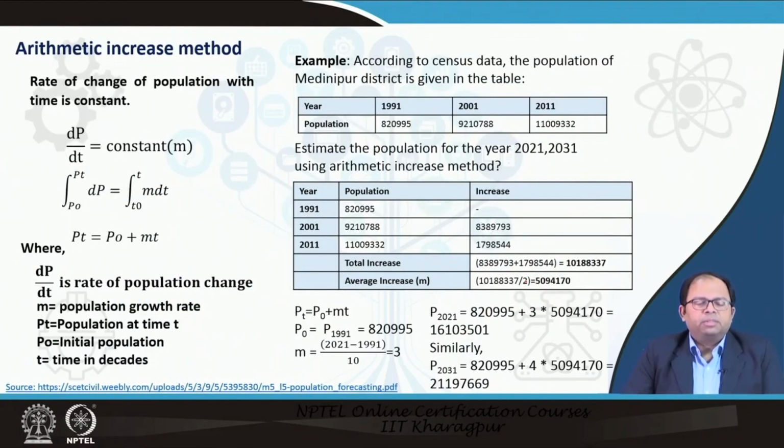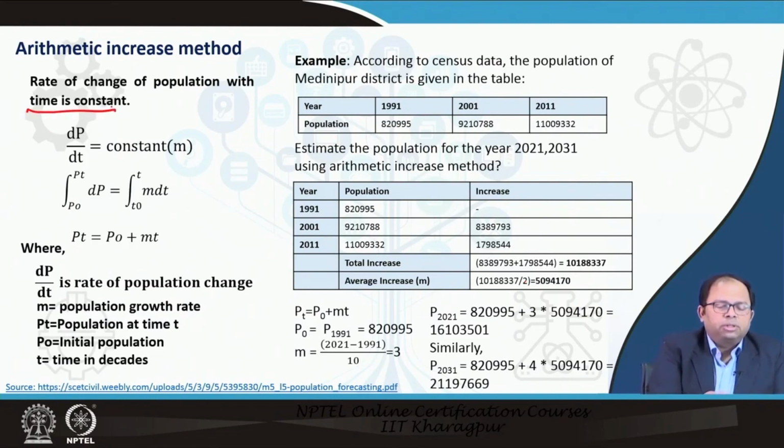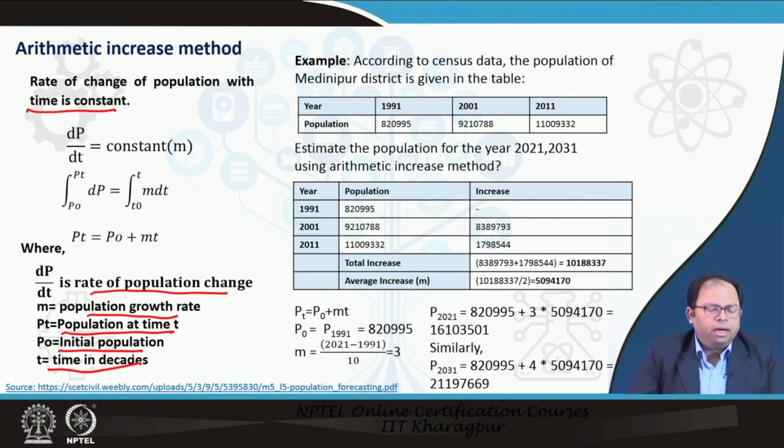So, in the arithmetic increase method, which is pretty straightforward, the rate of change of population with time is constant. So, dP by dt is the rate of population change, m is the population growth rate, Pt is the population at time t, P0 is the initial population, and t is time in decades, or it could even be every year, does not matter. So, we see that Pt is equal to P0 plus mt. P0 is the initial population and mt is just multiplying the population growth rate with the time period.